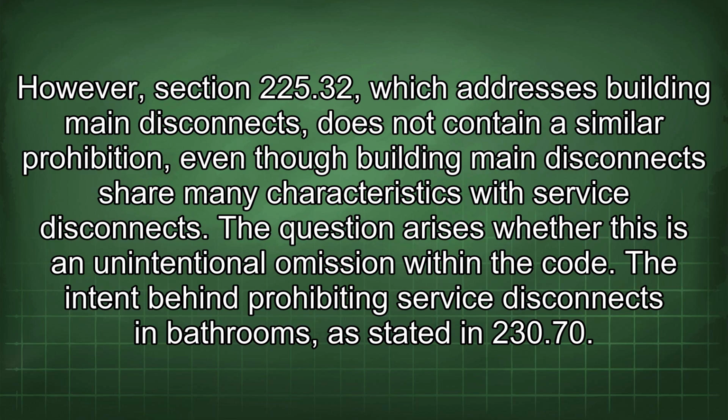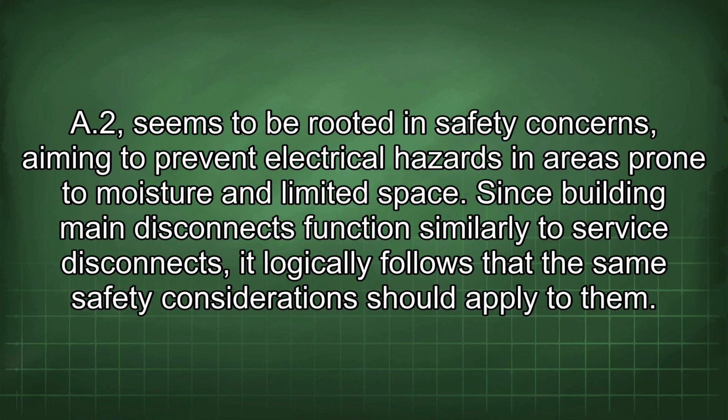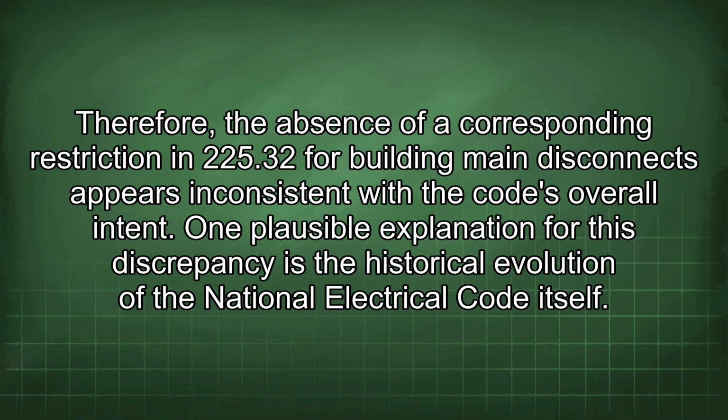The intent behind prohibiting service disconnects in bathrooms, as stated in 230.70(A)(2), seems to be rooted in safety concerns, aiming to prevent electrical hazards in areas prone to moisture and limited space. Since building main disconnects function similarly to service disconnects, it logically follows that the same safety considerations should apply to them. Therefore, the absence of a corresponding restriction in 225.32 for building main disconnects appears inconsistent with the code's overall intent.